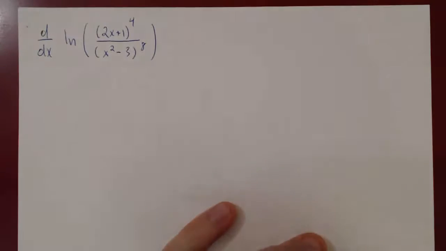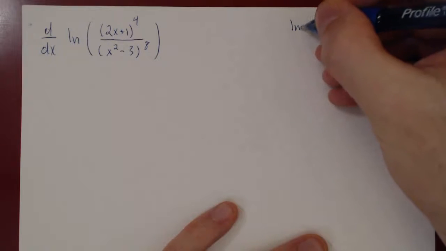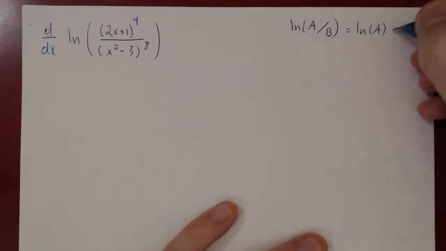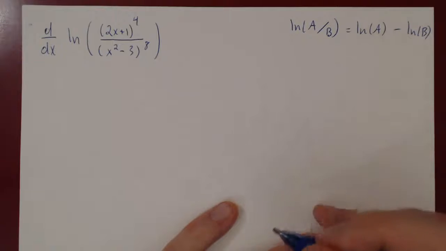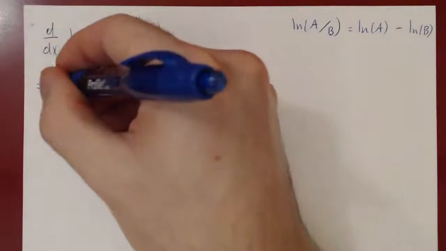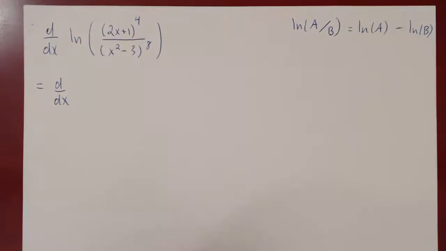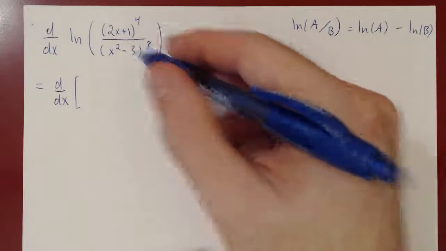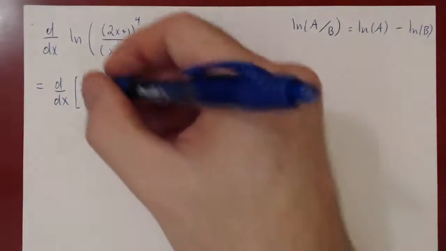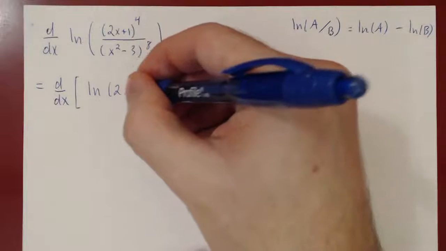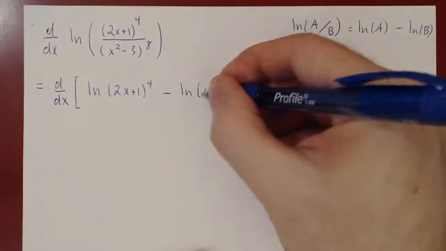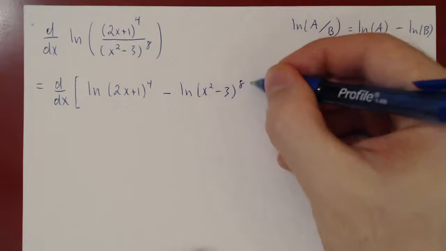So remember the first property here. The ln of a quotient is the difference of the lns. So if I give you ln of a over b, that's just the ln of a minus the ln of b. So we can apply this property first before we differentiate. So we keep the derivative there. We're still not differentiating. But now we have ln of a over b, this will be the ln of the numerator, (2x plus 1) to the 4th power, minus the ln of the denominator, (x squared minus 3) to the 8th power.